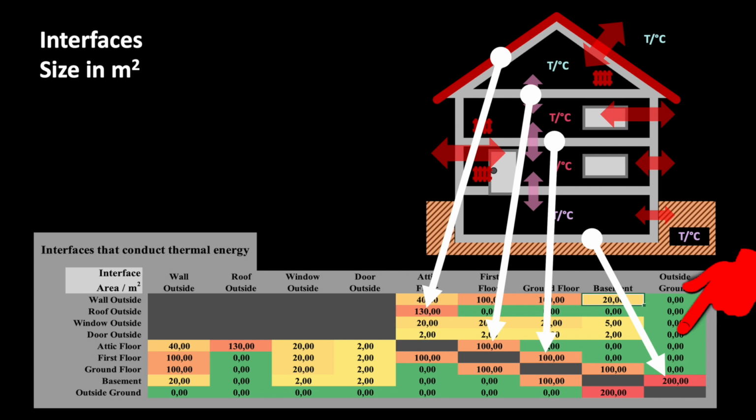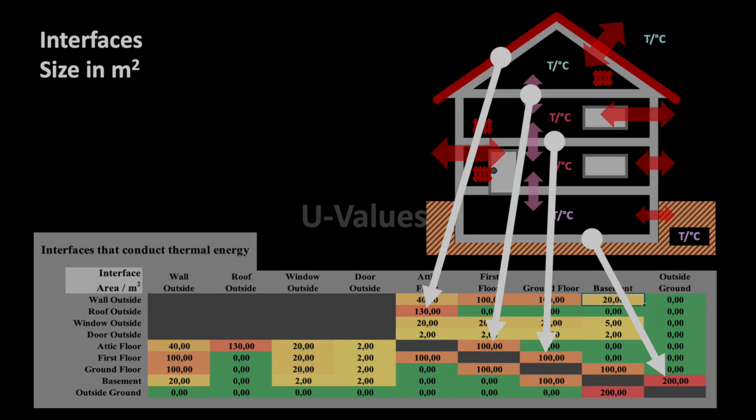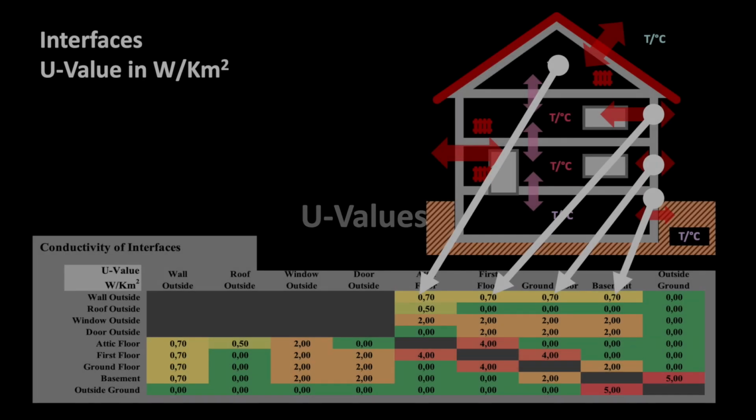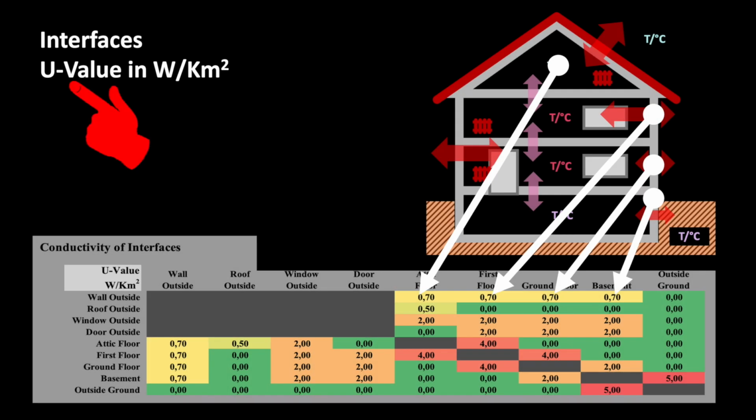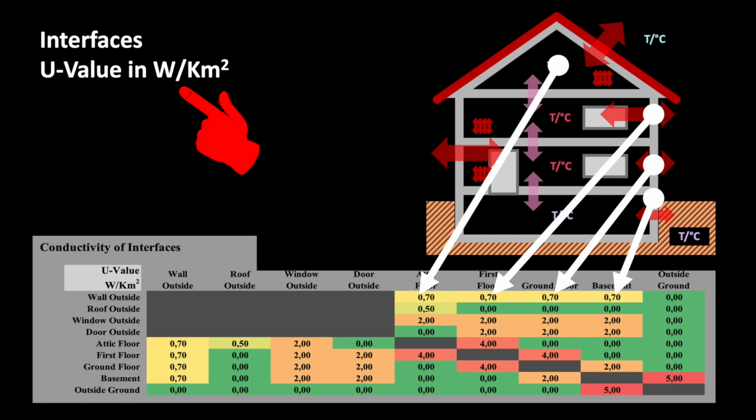With this, we defined that there are no boundary surfaces between the other spaces through which heat energy could flow. Next, we need to specify the thermal conductivity of our interfaces. The so-called U value in watts per Kelvin and square meter tells us how many watts of thermal energy flow through an interface, for example a wall, with a temperature difference in degrees Kelvin per square meter.